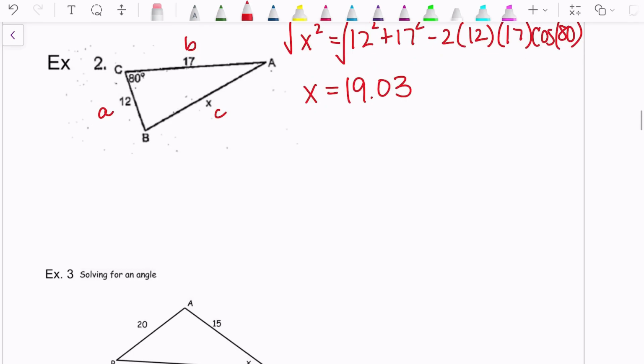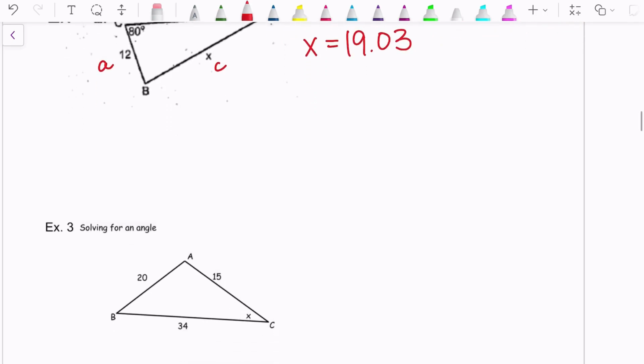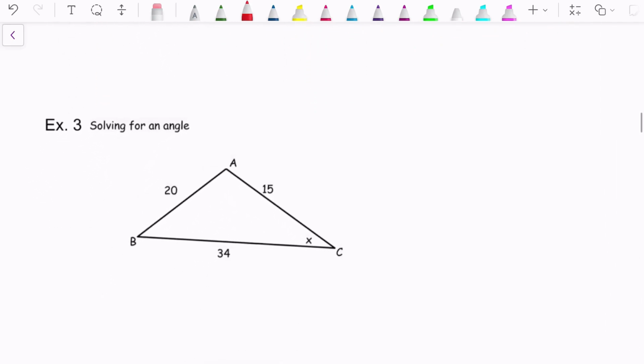All right, the harder type of problem is like example 3. In example 3, you're finding an angle. And so when you are finding an angle in any type of problem, whether it's law of sines, law of cosines, or right triangle trig, you're going to use inverse trig. So I'm missing angle C, so I'm going to set it up with C on the other side. So I'm going to do C squared.